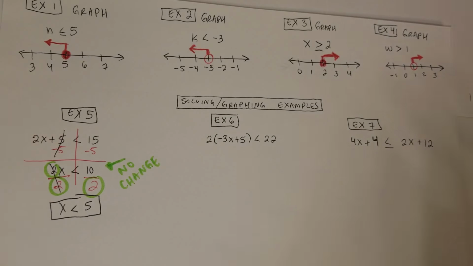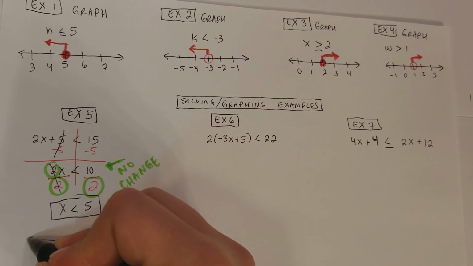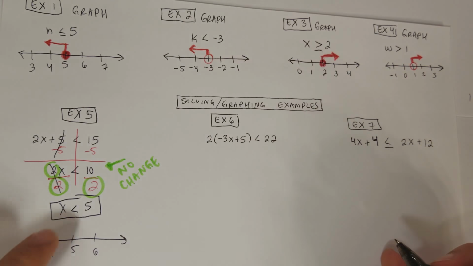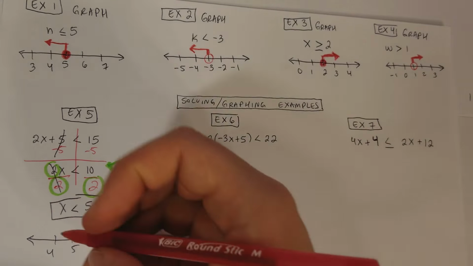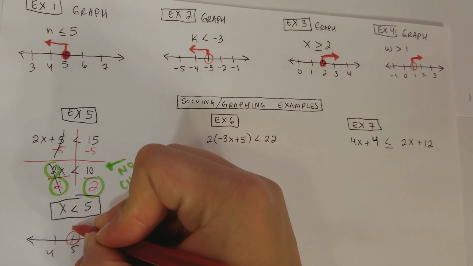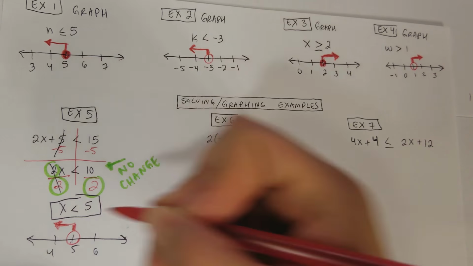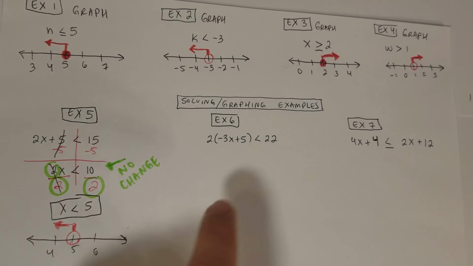Now, if you remember how to graph this, let's do this real quick. So we're going to have a 5, 6, 4, whatever. It's going to be an open circle at the 5, and then we're going to be shading to the left. Done. Okay, let's try the next one.